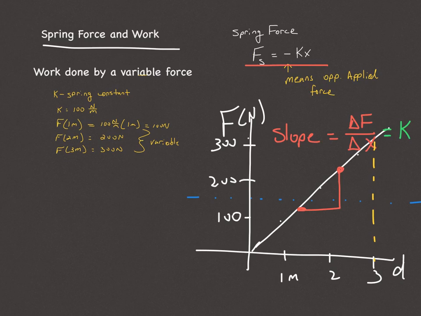Because if we just take the area of a triangle, what is it? Right, so the area is 1/2 the base, which is the distance, times the height, which is the force. You get 1/2 of the force, the total force is 300 newtons, times the base, which is 3 meters, which gives you that 150 times 3, which is 450 joules.